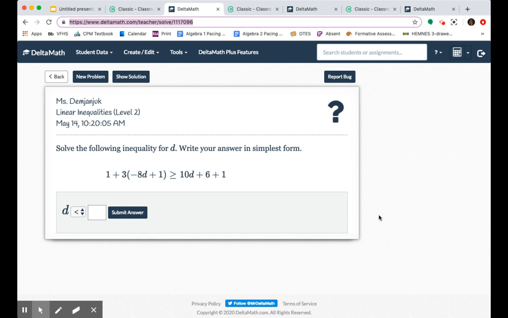Okay, for this lesson, we're going to be solving linear inequalities level 2. And just like last week, whenever you go to type in your answer on Delta Math, the variable, that letter, is always going to be on the left side. So to make it easy on ourselves, we're going to solve for it when we're doing our work and get our variable to the left side each time.